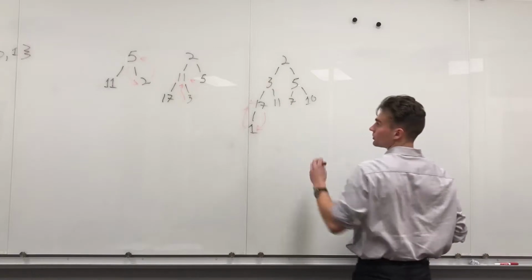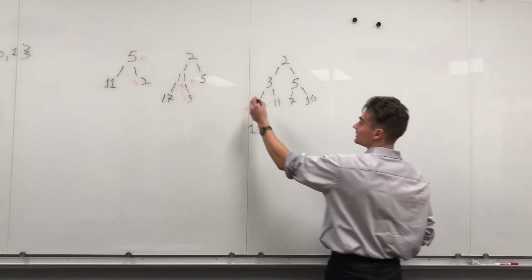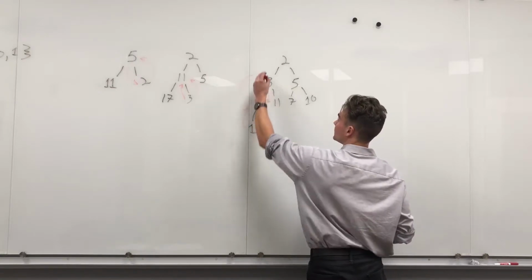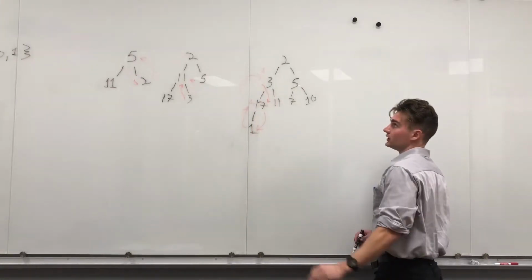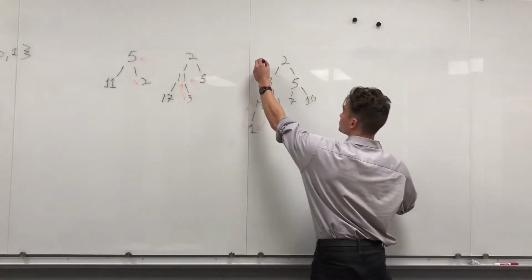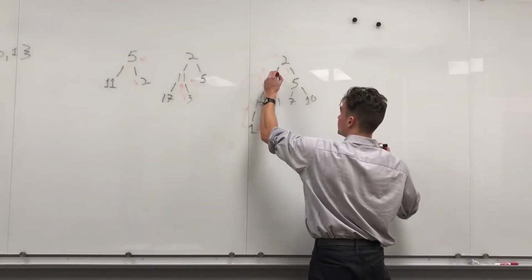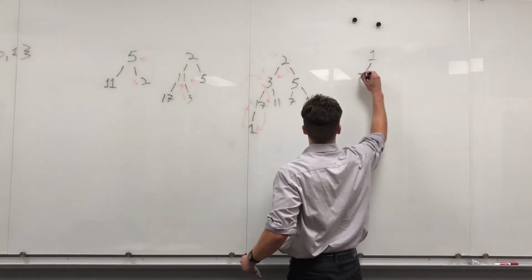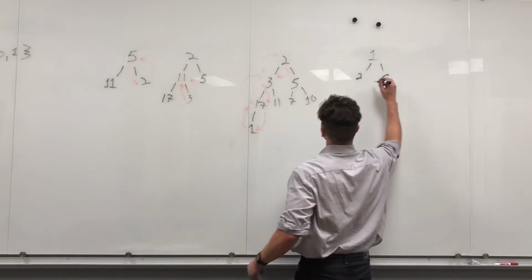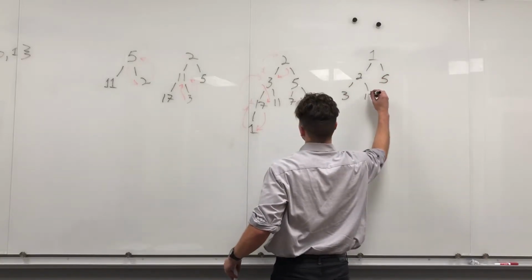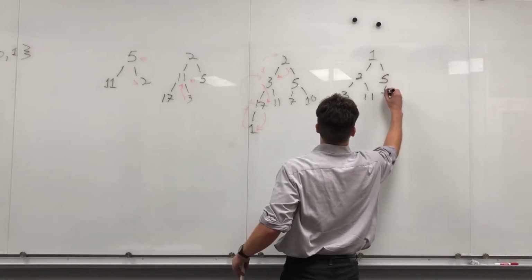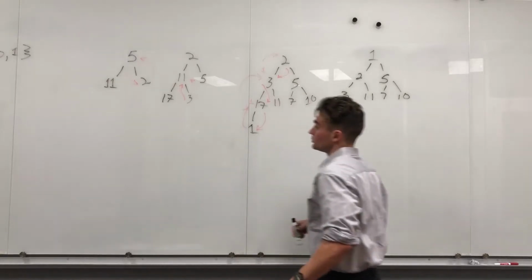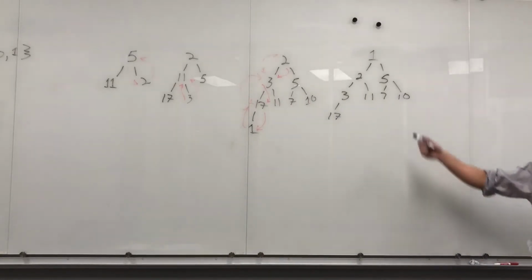Then you're going to compare it with the 3. Well, 1 is actually higher priority than 3, so these are also going to switch. Now the 1 is up here. Now the 1 is higher priority than 2, so it's going to switch one more time. So then when we draw our next tree, we have 1, 2, 5, 3, 11. We have 7 here, 10 here, and finally 17 down there. Super. So after all of our insertions, this is what we have.